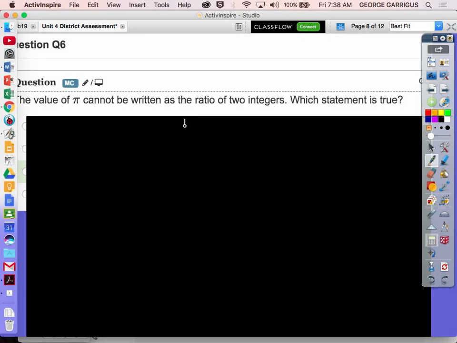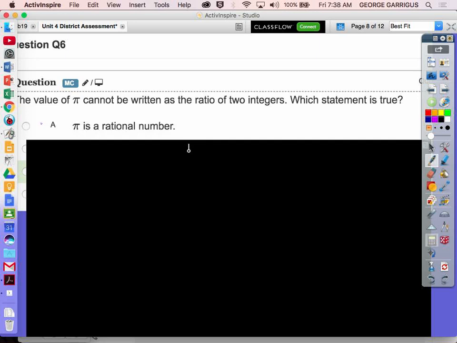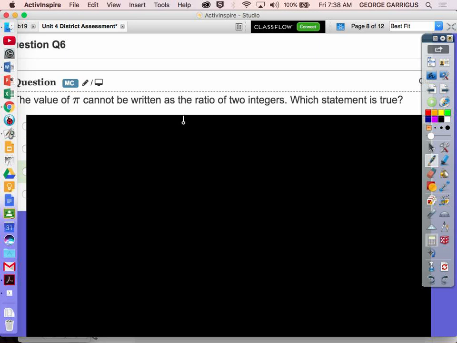Question 6. The value of pi cannot be written as a ratio of two integers. Which statement then is true? Okay, well, we know that when you can write a number as a ratio, then it is rational. A ratio is a number A over B. Pi cannot be written, does not equal some ratio A over B. So that means it cannot be rational. Let's see what the answers are.